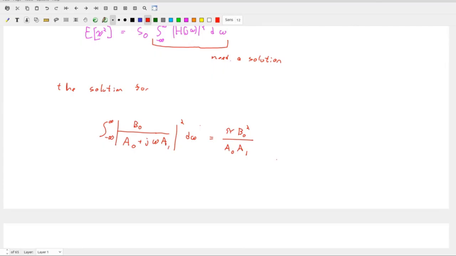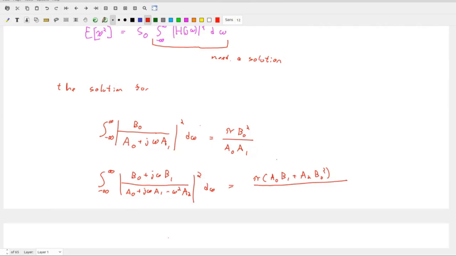The only other one I care about is the integral from negative infinity to infinity of the absolute value of b naught plus jω b1, over a naught plus jω a1 minus ω squared a2, squared, dω is equal to pi times a naught b1 plus a2 b naught squared over a0 a1 a2.